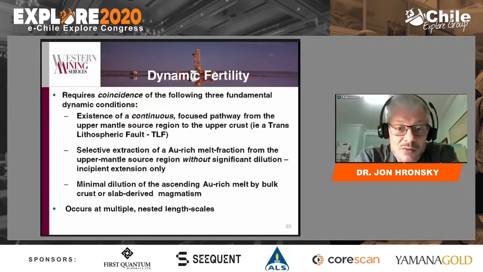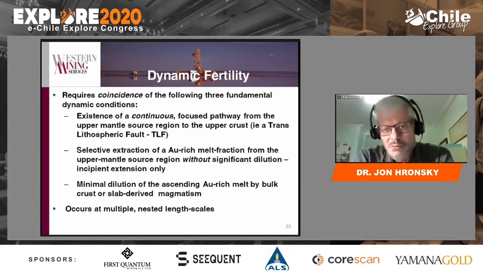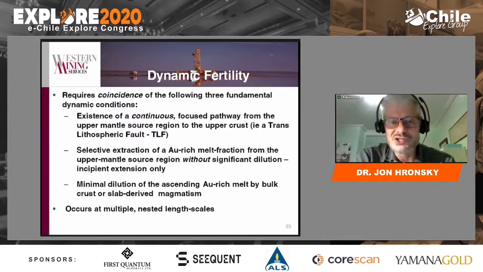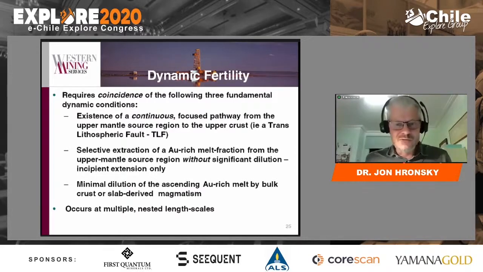Secondly, we need a process which selectively extracts the gold-rich melt fraction from the upper mantle source region, but doesn't also extract a whole lot more melt. So we don't want significant dilution of the FUME product. So it has to be incipient extension, minor extension only, just enough to selectively extract that melt fraction.